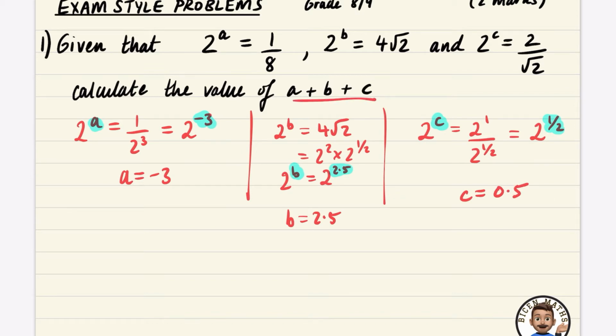So it wants us to work out the value of a plus b plus c. So that is a plus b plus c. Okay, well, minus 3 plus 2.5 plus 0.5. The 2.5 and 0.5 makes a 3, so the answer is 0.